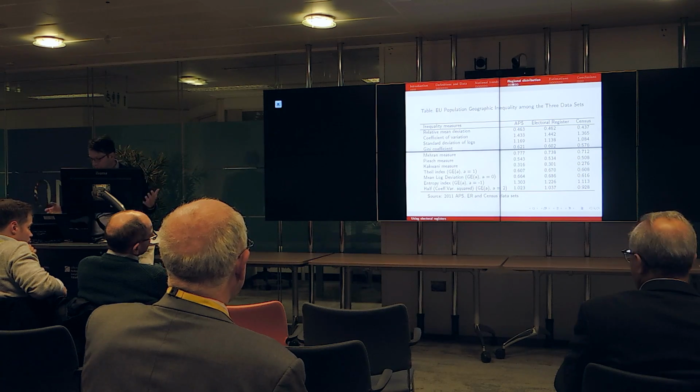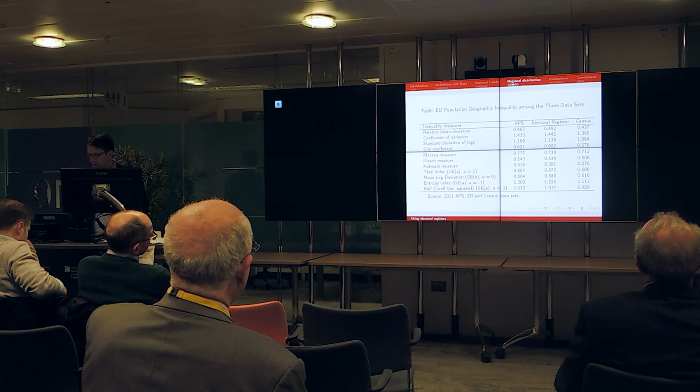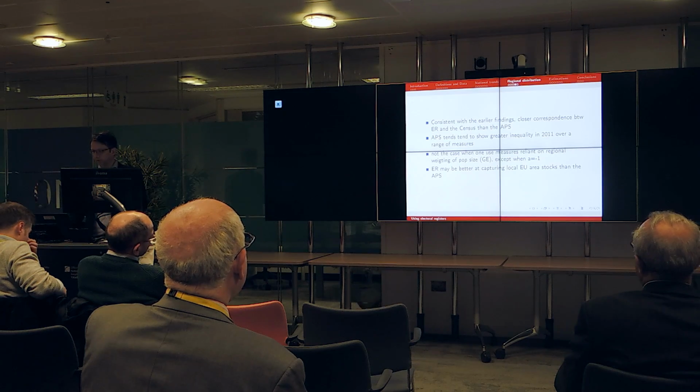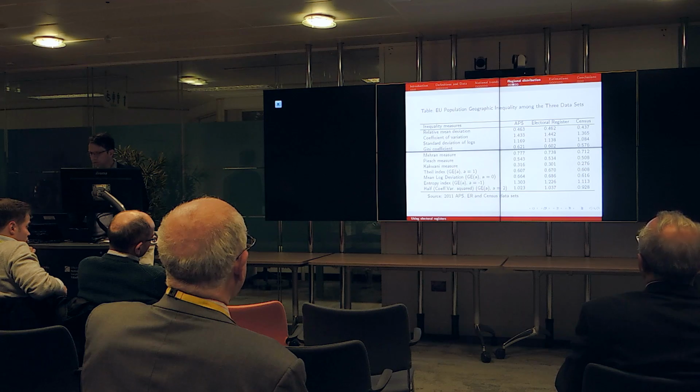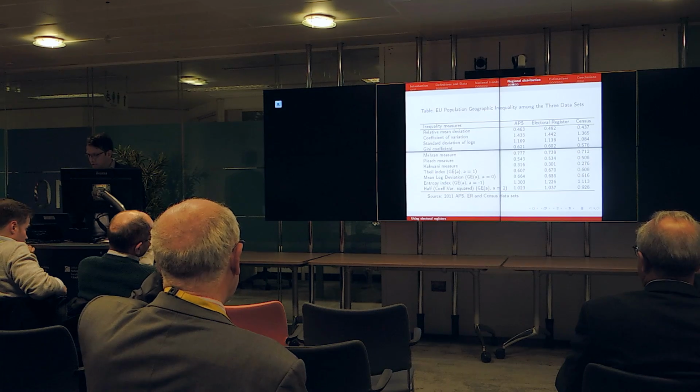So again, not too sure which one is the correct one. I said before, the census, from my point of view, is probably the better measure of immigration. We could say that the electoral register is closer to the census than the APS. And that's across most measures.